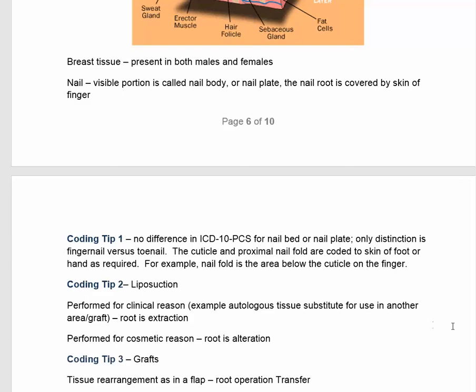If the physician is working on what he calls a nail fold, then that would be coded to skin and not to nail itself.